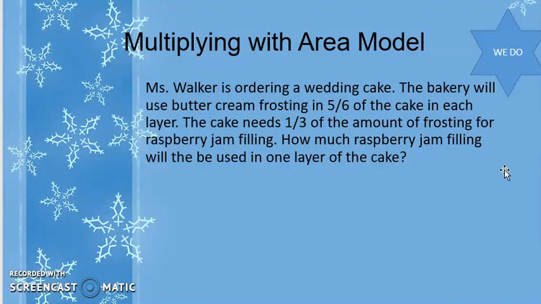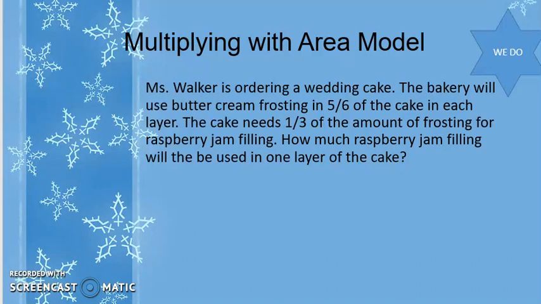The bakery will use buttercream frosting in 5/6 of the cake in each layer. The cake needs 1/3 of the amount of frosting for raspberry jam filling. How much raspberry jam filling will be used in one layer of the cake? And yes, I realize that we're going to have 1/6 of this cake that is going to have a different frosting. Remember, this is just kind of hypothetical.